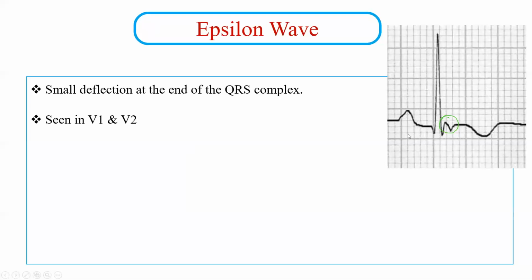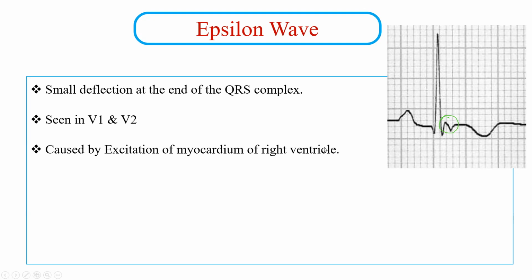What is the cause of the Epsilon wave? Epsilon wave is actually caused by delayed excitation of the myocardium of the right ventricle. Sometimes there are infiltrative diseases that affect the muscle of the right side, causing the muscle to be fibrosed, and we will have islands of normal cells inside this infiltration. When the ventricle contracts, the electrical excitation will reach these islands really late, and when they are excited, this will be reflected as an Epsilon wave on EKG.